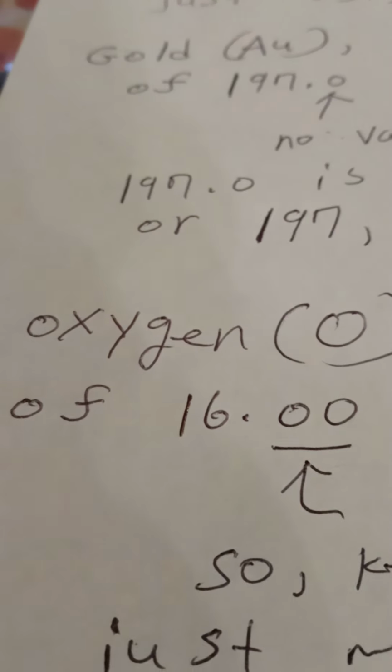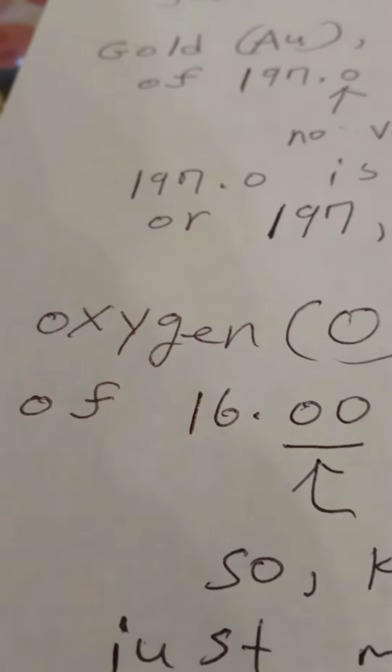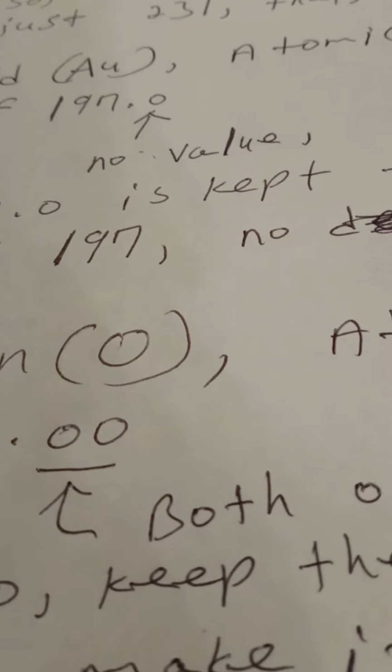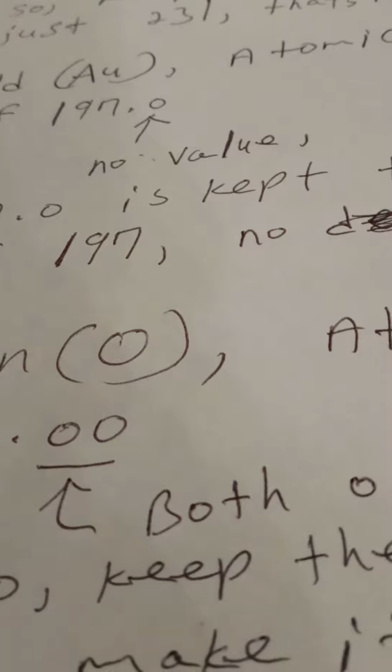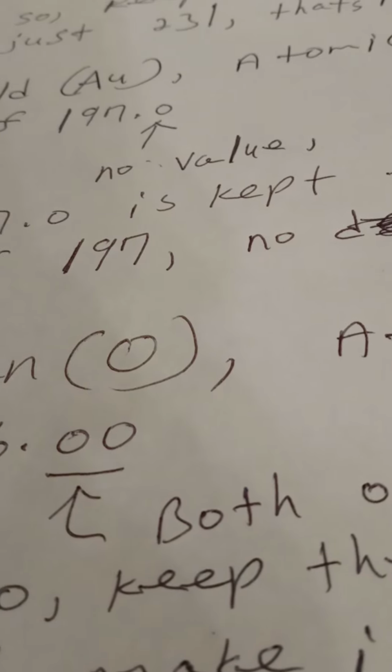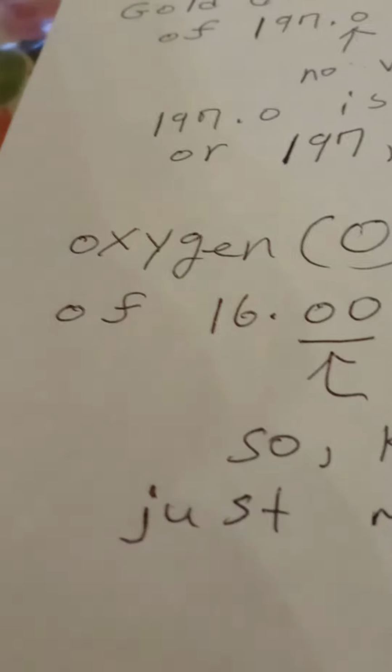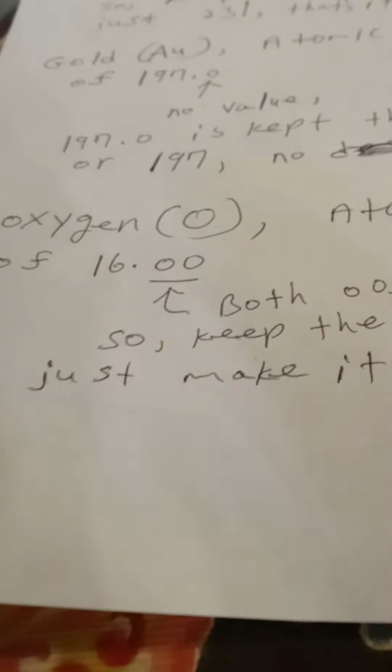Oxygen. O, capital O-X-Y-G-E-N. The atomic symbol is a large capital O. Not 0, it's O. The atomic mass is 16.00. Both 0s have no value. They just hold space. They have no number. Okay? We can keep it the same, or we can just remove the 2 zeros. So we can keep it the same way, or we just make it 16.